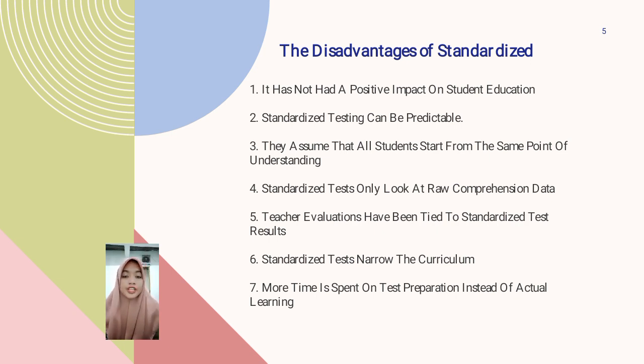According to the National Research Council, even incentive programs tied to standardized testing results are not working to improve student comprehension, understanding, and knowledge. Number 2, standardized testing can be predictable. Students who are aware of patterns can determine what the answer to a standardized test could be by only knowing a handful of answers with certainty.